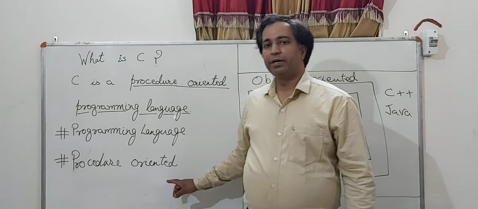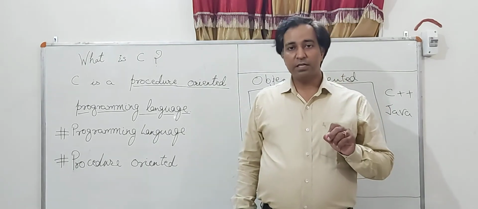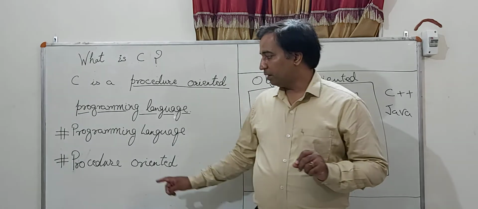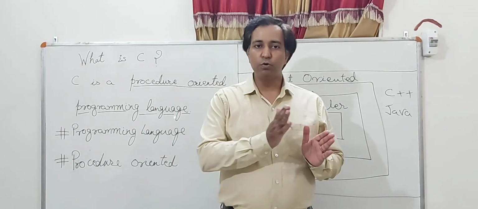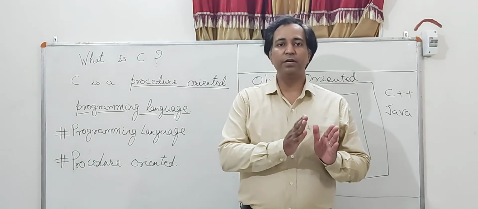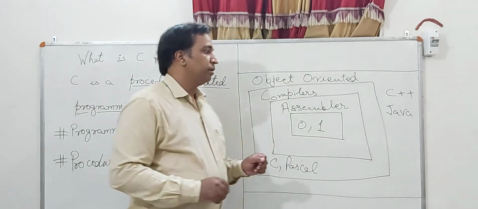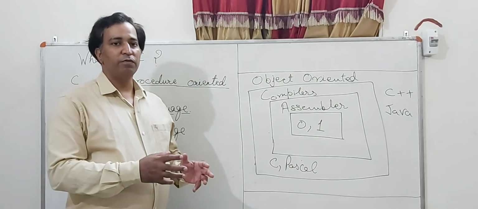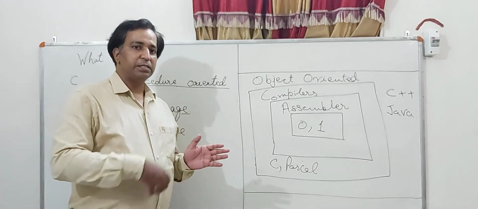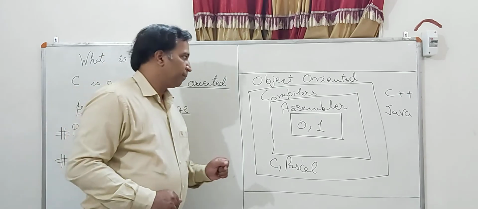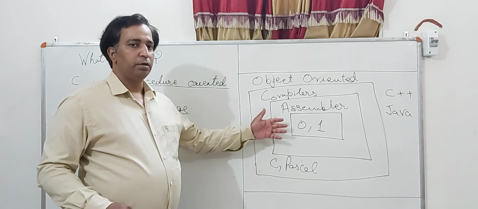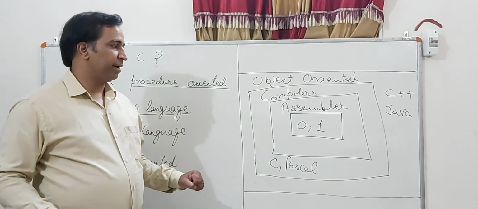And then procedure oriented. Procedure oriented means C is such a language in which we need to focus on the procedure, right? The programs are divided into small parts, and for each small part we create a procedure. So procedure means a kind of function we create for a small problem, and during that we can pass the information from procedure to procedure, right? That will come in the further videos, and then you will be able to understand it better.